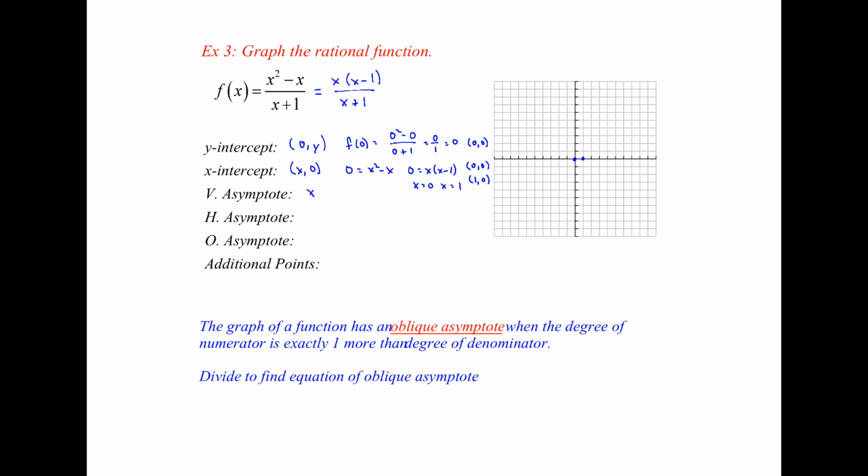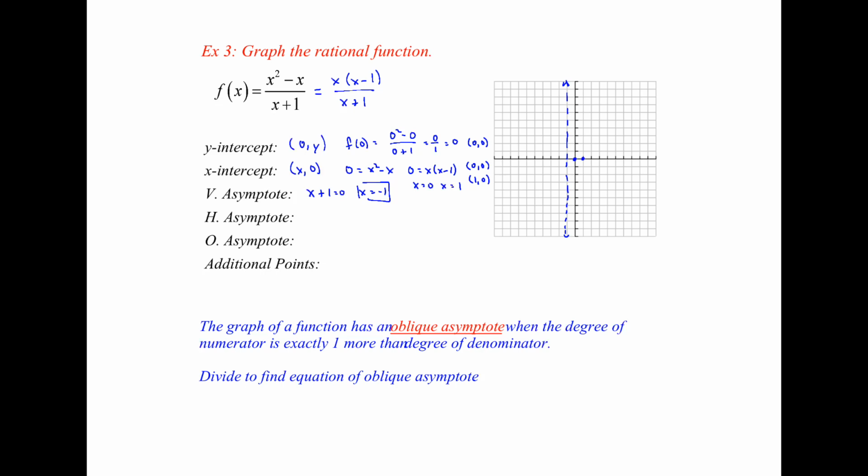Vertical asymptote is where the denominator is equal to 0, and so we have a vertical asymptote at x equals negative 1. So I'll go ahead and graph that dotted line, indicating that's where the graph is going to get close to as the y value gets really large and really small.